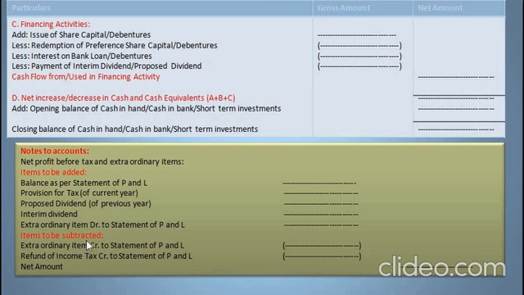Now what are the items to be subtracted? The first one is extraordinary item credited to statement of P&L, or refund of income tax credited to statement of P&L. Because these two items we are going to subtract, we are writing them in bracket. Now whatever will be the net result of all these additions or subtractions, you mention here and post in cash flow statement in the very first part of operating activity. I hope this entire format is clear to you now.